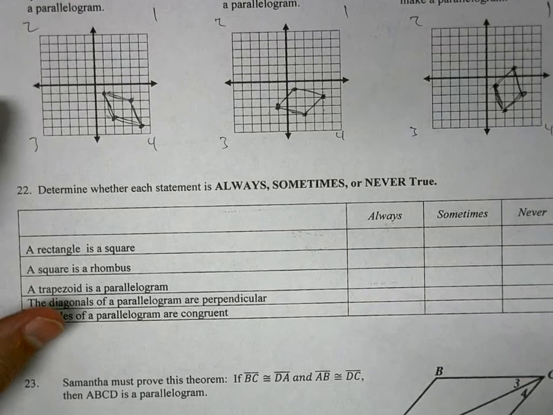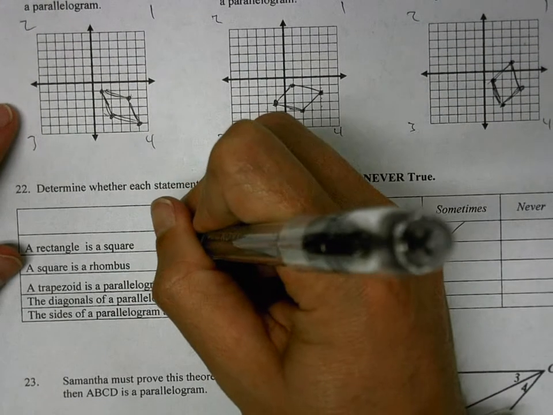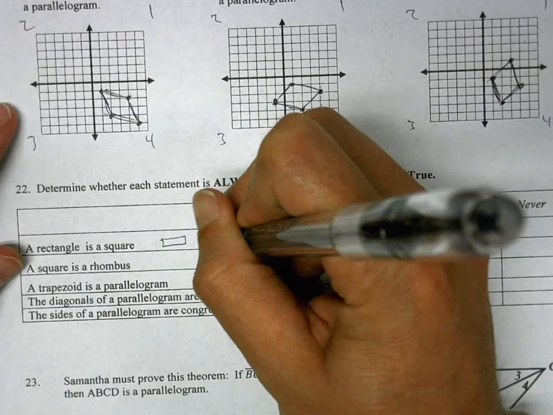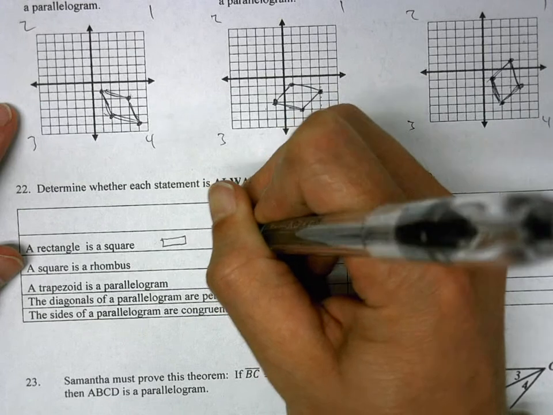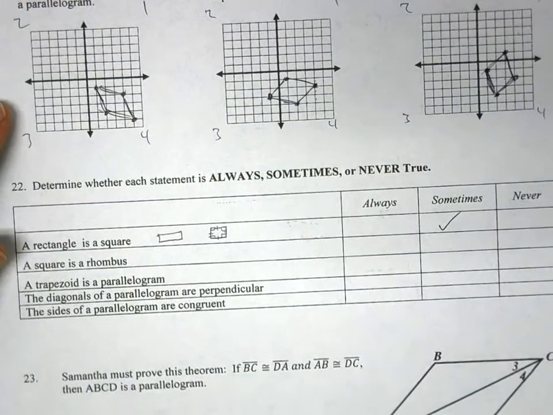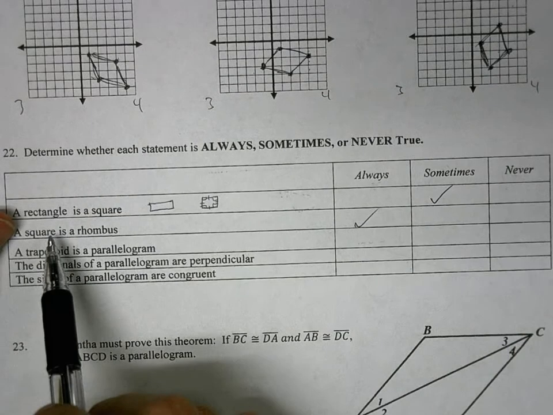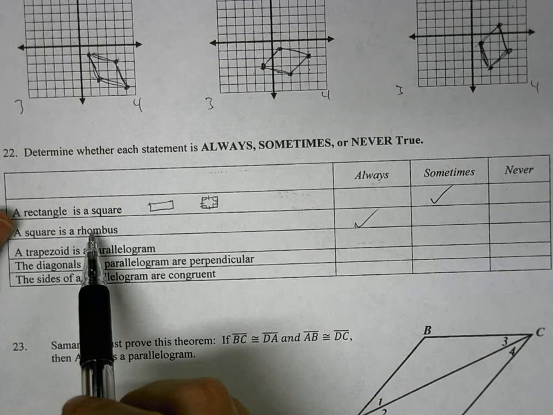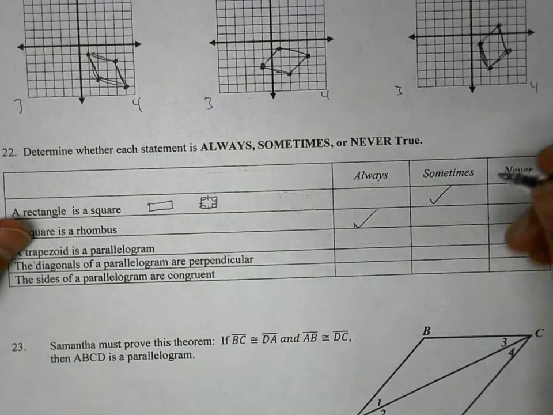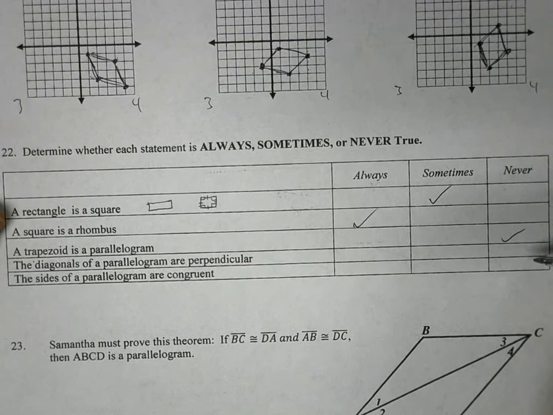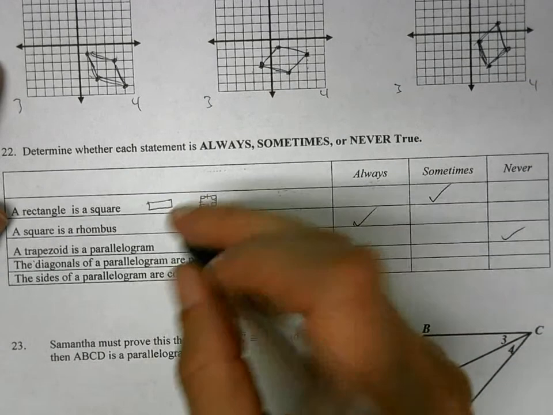Okay, a rectangle is a square, that is sometimes. Here's a rectangle that is not a square. Here is a rectangle that is a square. So that's sometimes. A square is a rhombus. That is always. By definition, a square has all equal sides, and that has the rhombus definition. A trapezoid is a parallelogram, that is never. Because a parallelogram has two pairs of opposite parallel sides. A trapezoid only has one.